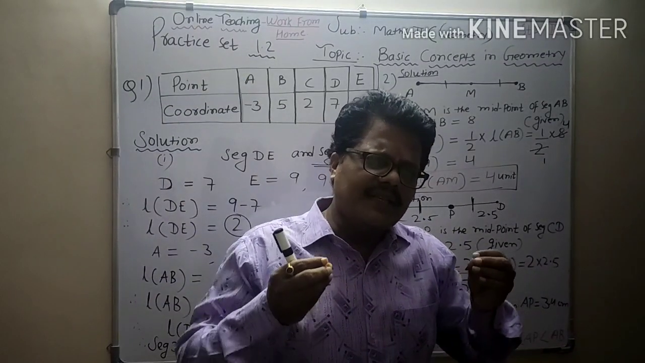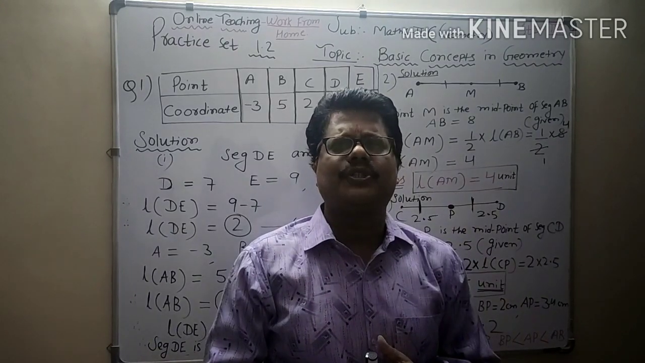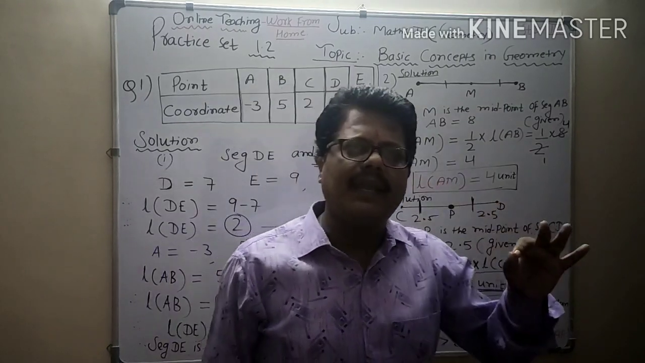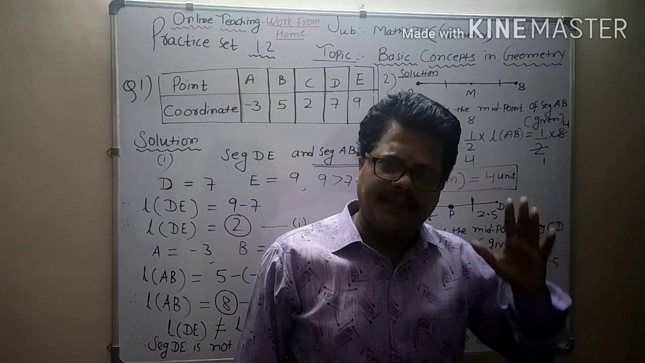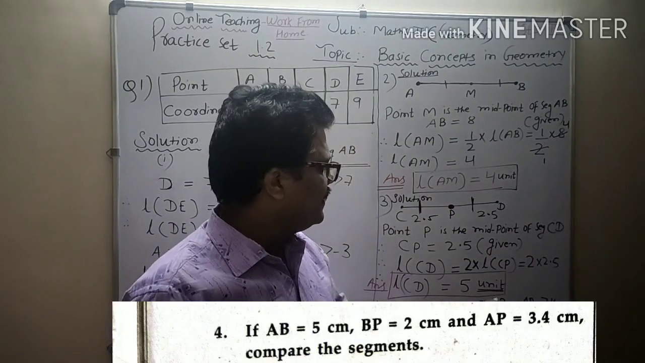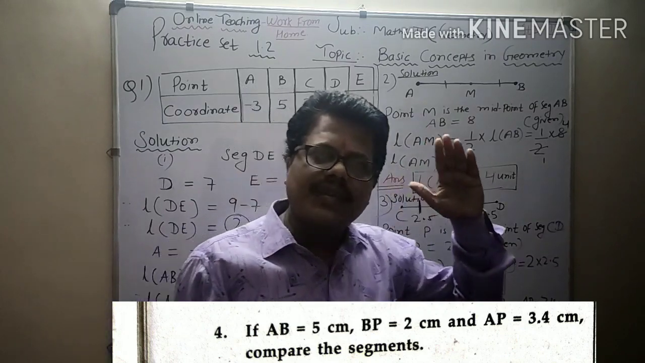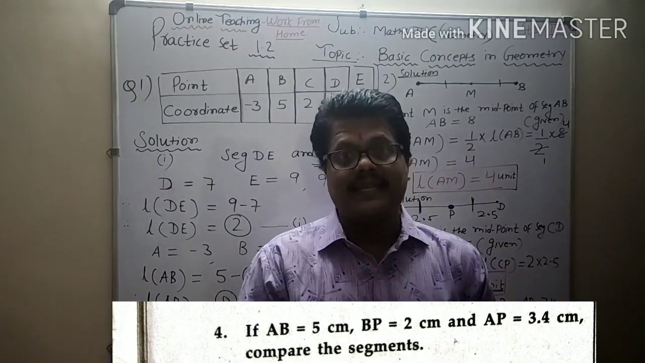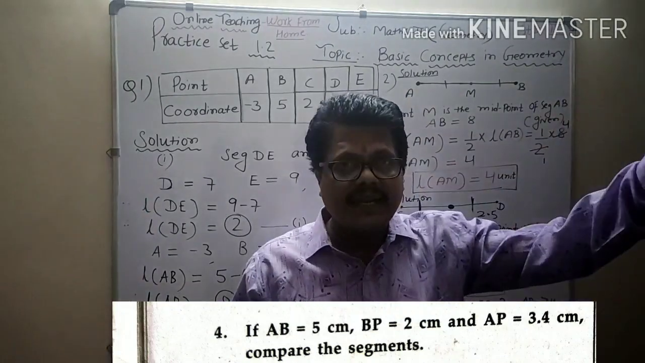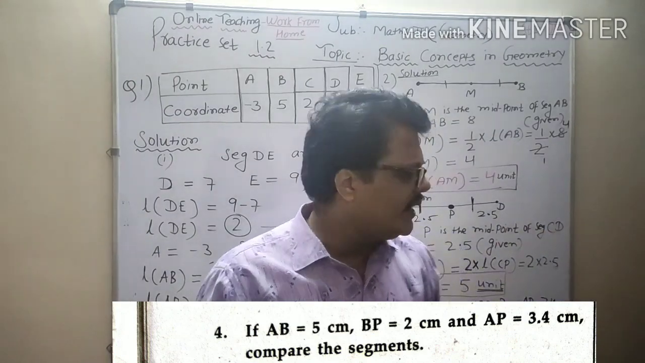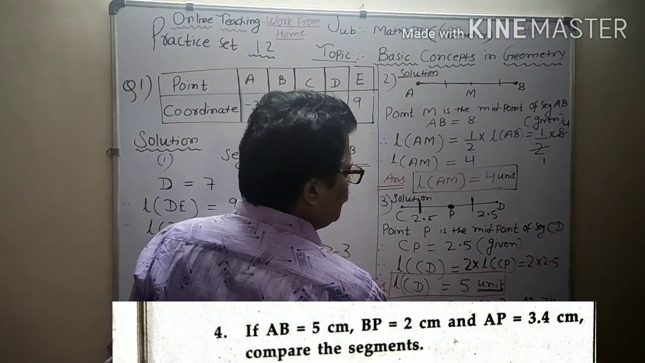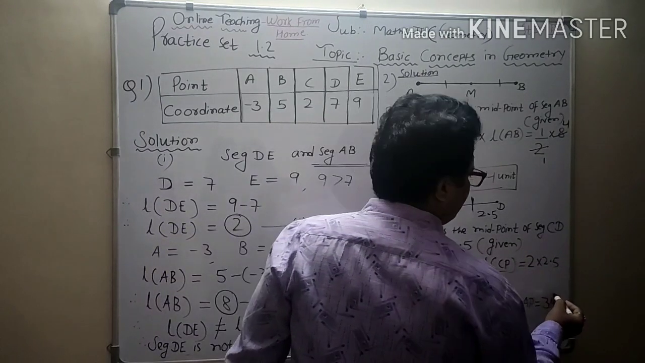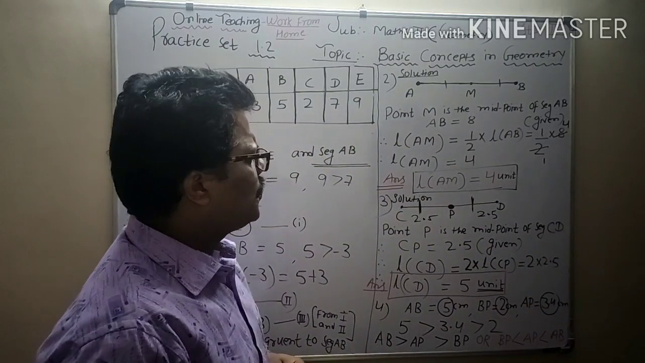Question number 4 is again a very basic kind of question. They had given AB, and once I am talking about AB, AB means length of segment AB, is how much? 5 centimeter. BP is 2 centimeter. AP is 3.4 centimeter. The question is telling to compare these line segments. Compare means what? Which one is greater? Which one is smaller? So, dear student, a simple method is to arrange these numbers in decreasing order, descending order.